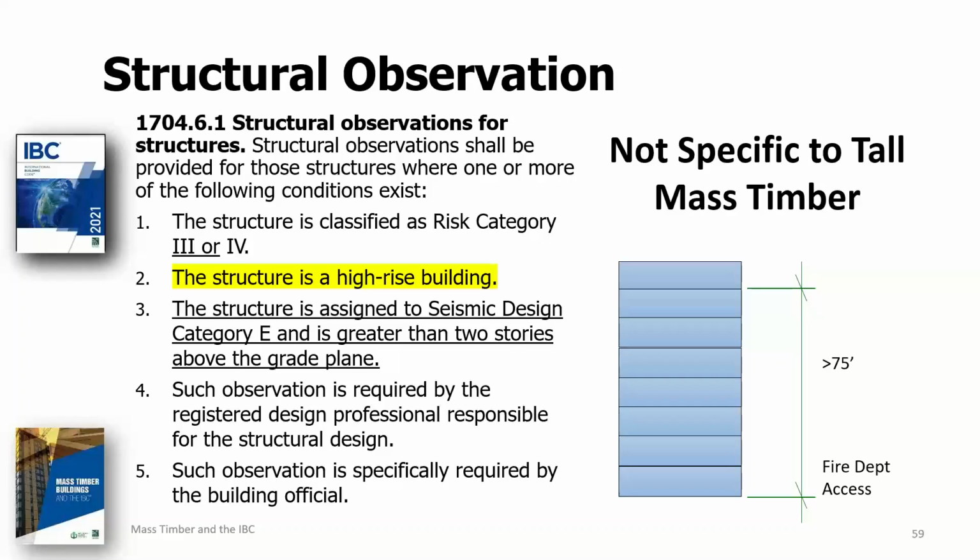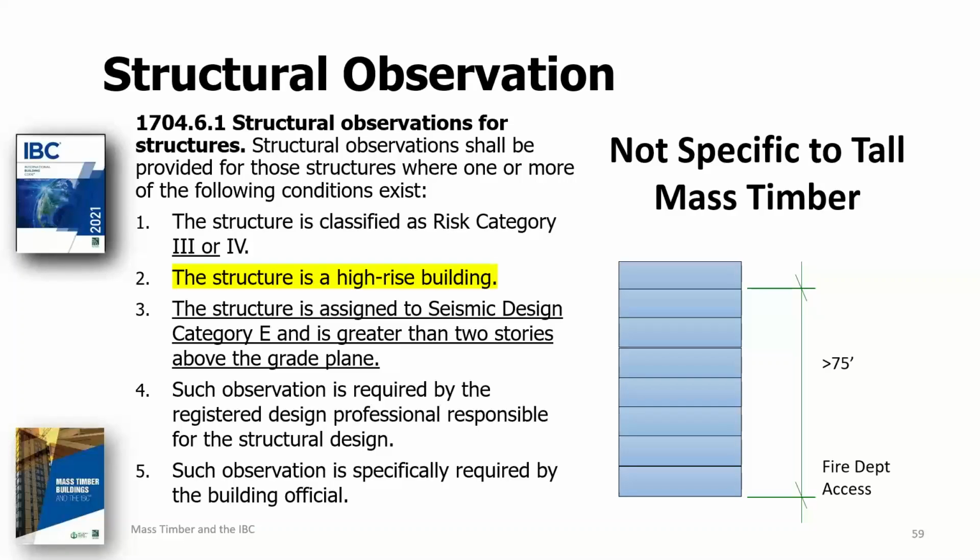Existing Section 1704.6 requires the owner or the owner's authorized agent to employ a registered design professional to perform structural observations during construction whenever certain criteria are met. These criteria include a trigger that kicks in for any structure that is considered a high-rise building. And of course, any structure in which the top floor is greater than 75 feet above fire department access is considered high-rise, so this would include the new mass timber construction types.